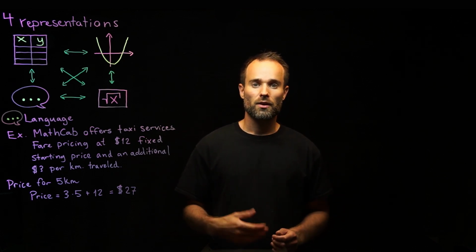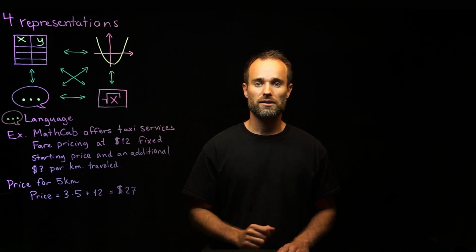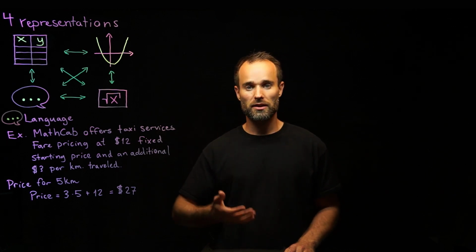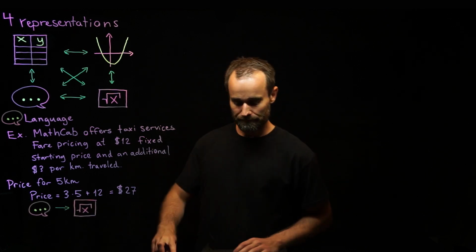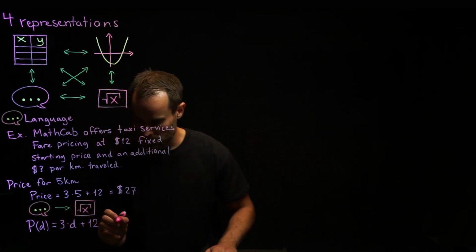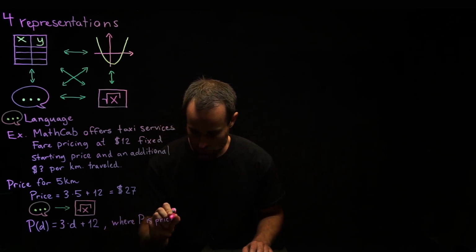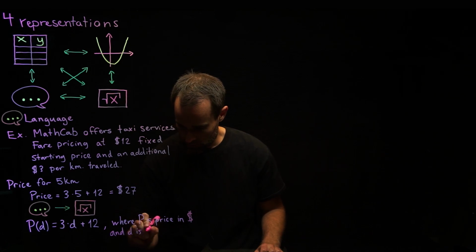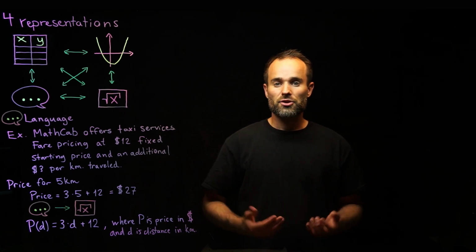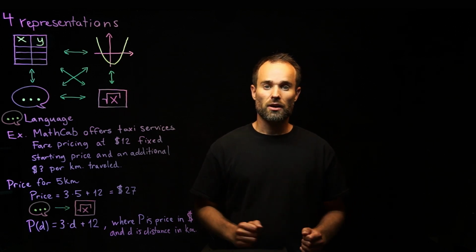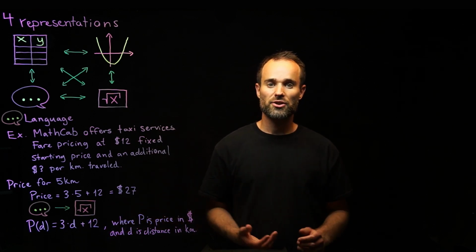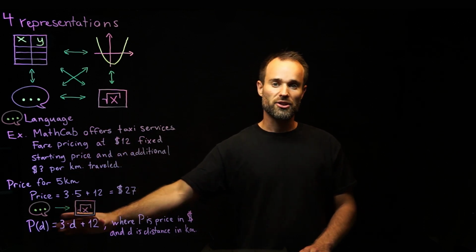From this description, we could even make a formula to calculate the fare price. Let's call the fare price P and the distance traveled D. Price depends on the distance according to the following function. By inserting a number for the distance, like 5 kilometers, into the function, we can calculate the fare price. We've converted a relationship in language form into a formula or function.